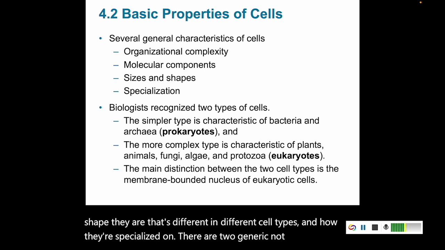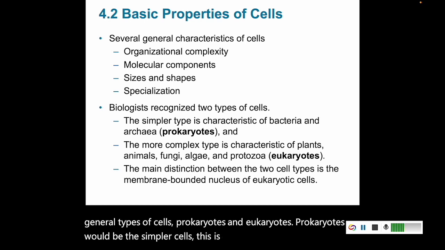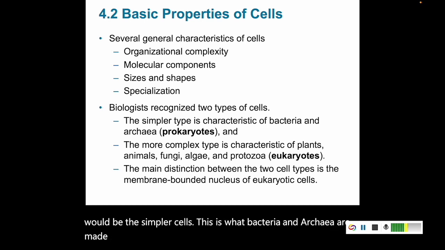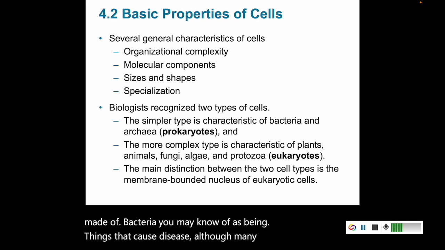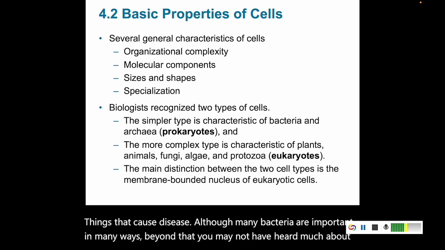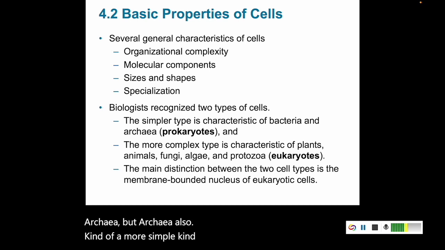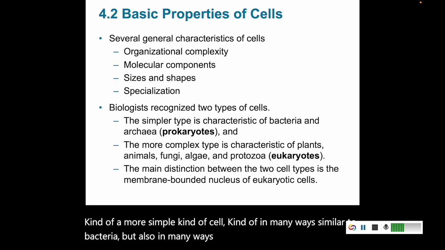There are two general types of cells, prokaryotes and eukaryotes. Prokaryotes would be the simpler cells. This is what bacteria and archaea are made of. Bacteria you may know of as being things that cause disease, although many bacteria are important in many ways beyond that. You may not have heard much about archaea, but archaea are also a more simple kind of cell, in many ways similar to bacteria, but also in many ways similar to eukaryotic cells.